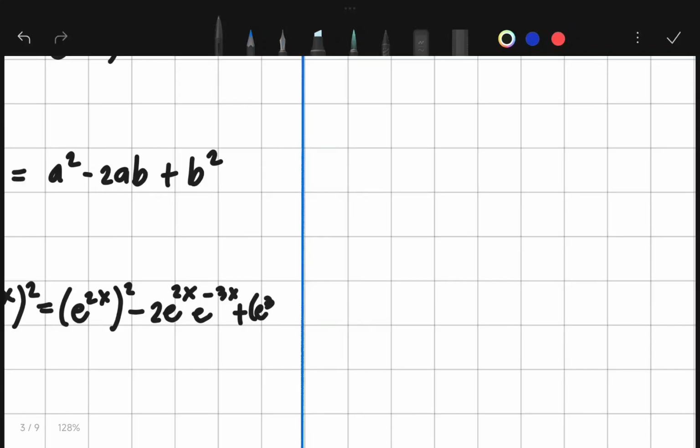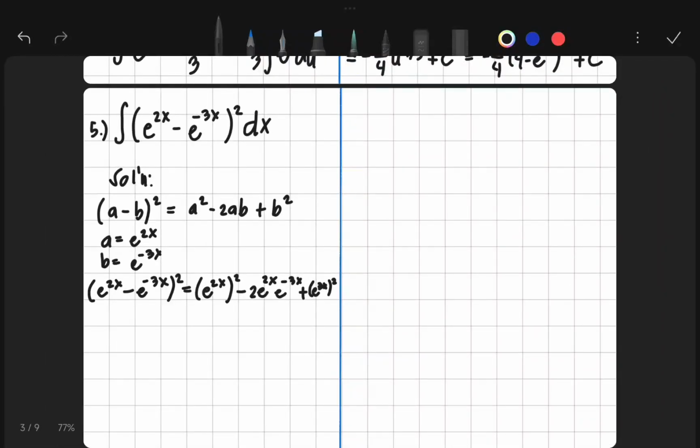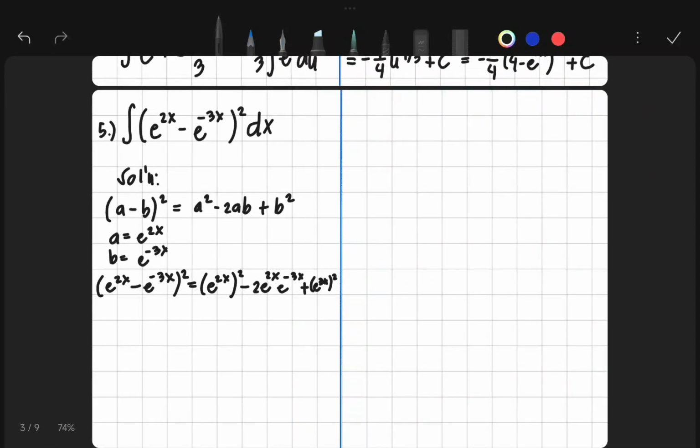e raised to 3x raised to 2. Okay, after, if we have a power to power, we just need to multiply it, right? So 2 times 2x is simply equal to e raised to 4x. And for this one, the same base. So we have e and e. We just need to add their exponents. So 2x plus negative 3x is simply equal to e raised to negative x.